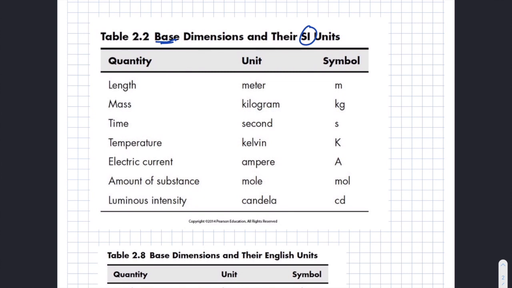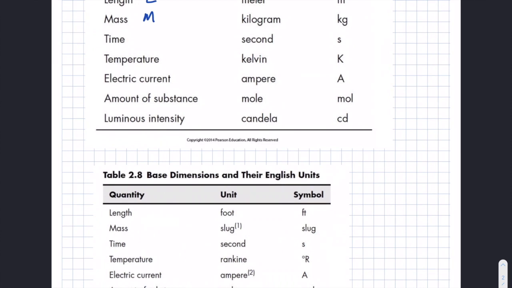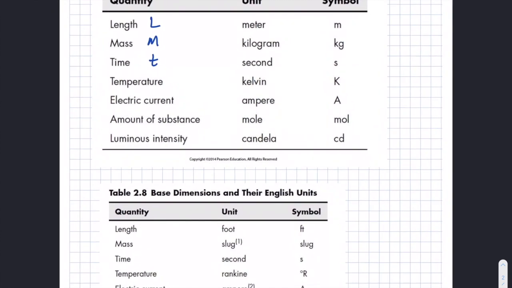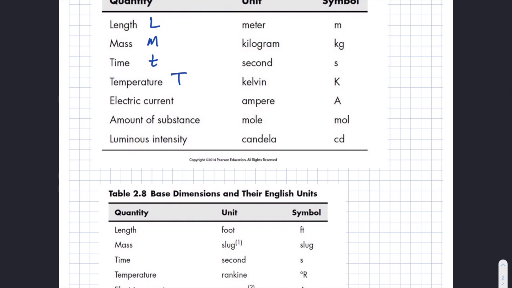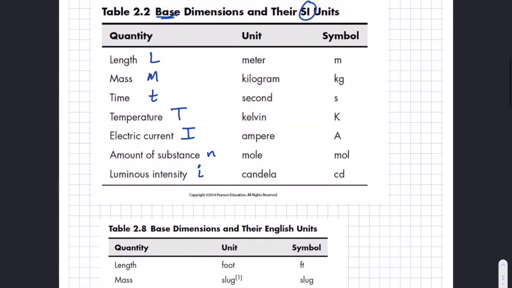For length, he uses the letter L. For mass, the letter M. For time, the lowercase t. For temperature, it's uppercase T. For current, it's uppercase I. For the amount of a substance, that's in moles, he gives that as N. And luminous intensity, he uses a lowercase i. This is so that we can have a discussion of the types of base dimensions, all right?